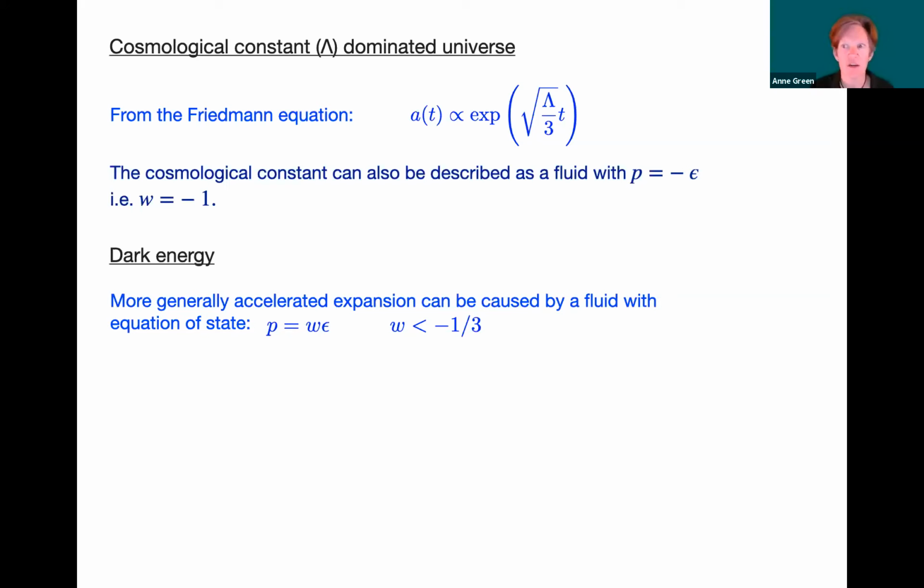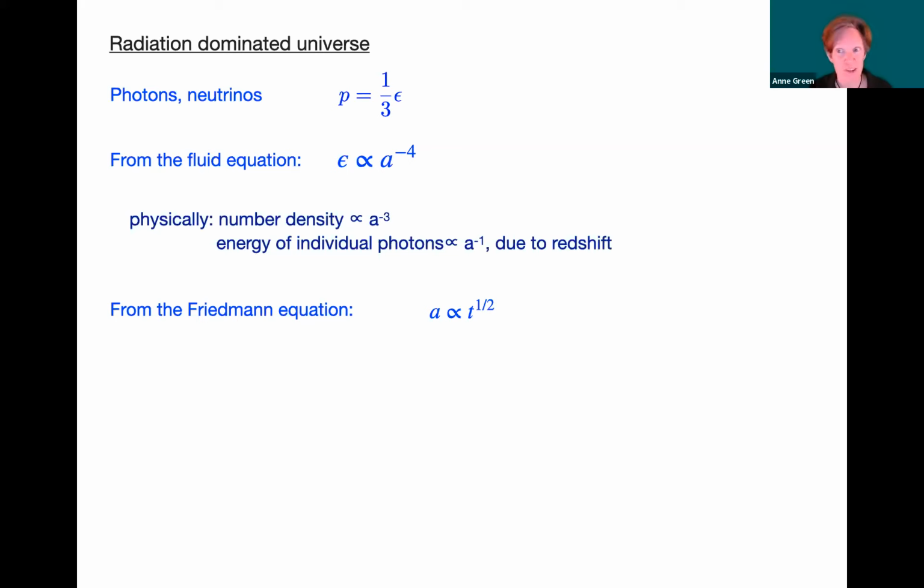So we can move on to the next slide, which is radiation, which is really important because we very definitely know that in the standard model, photons and neutrinos exist. Because they're relativistic, they have pressure equals energy density divided by 3. In this case, the fluid equation tells us that the energy density is proportional to a to the -4. But again, this is a result we can understand physically. The number density drops proportional to a cubed again, and in this case we've got an extra factor of a due to the energy of individual photons dropping proportional to a due to redshift.